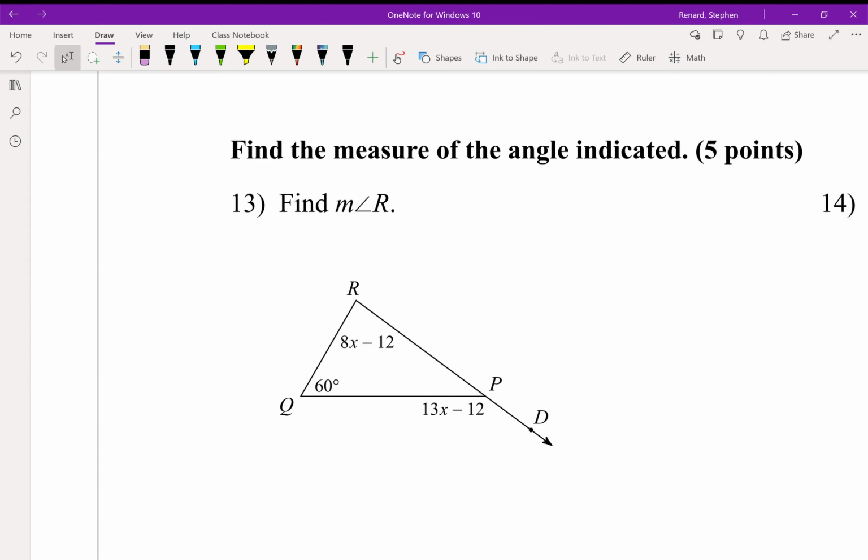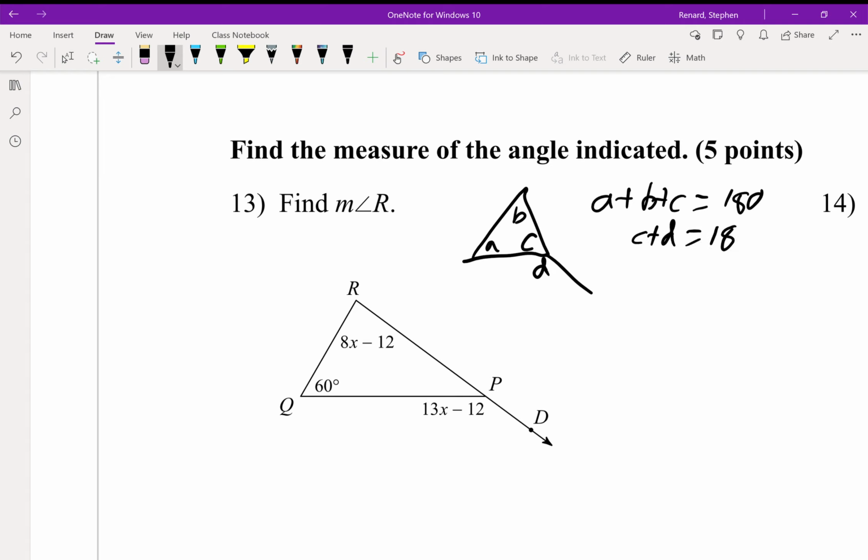Okay, a lot of people are having trouble with this, so I'm going to walk you through why this works. If I have this triangle right here, and this is A, B, C, and the angle D. I know that A plus B plus C equals 180. I know that C plus D equals 180. The first one's true because all the angles inside a triangle add up to 180. The second one's true because if this is a straight line right here, then that's a linear pair. Linear pairs are supplementary. Supplementary angles add up to 180.